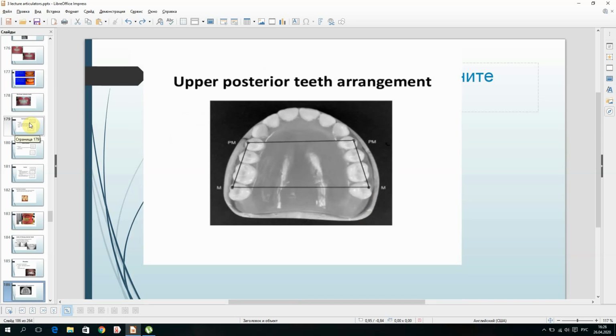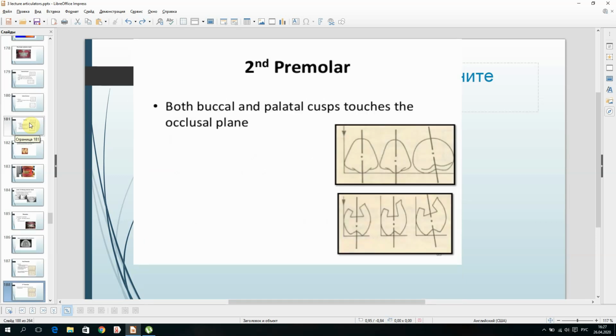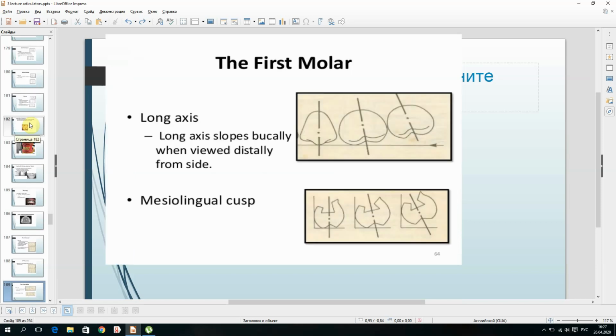Upper posterior teeth arrangement. First premolar: long axis parallel to vertical axis when viewed from labial side. Palatal cusp is 1.2 mm short of the horizontal plane, sloping from its buccal cusp. Due consideration is given to aesthetics in females. Second premolar: both buccal and palatal cusps touch the occlusal plane. The first molar long axis slopes buccally when viewed distally from the side. Mesiolingual cusp.